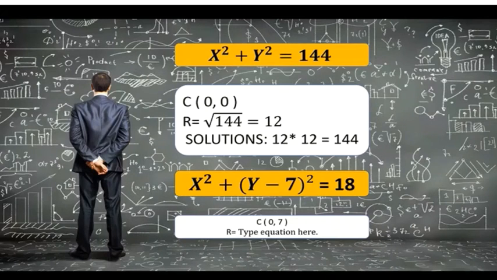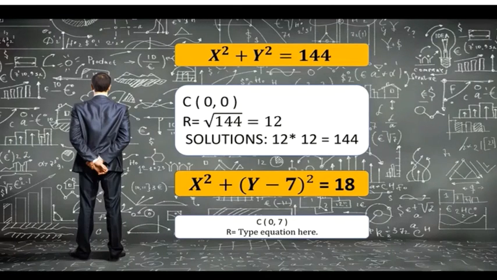And your r is always the square root of your 144, the square root of r squared. So to undo the radical sign of the square root of 144, it's a perfect square. It will be 12. Why? If you are going to check, 12 times 12 will give you 144.